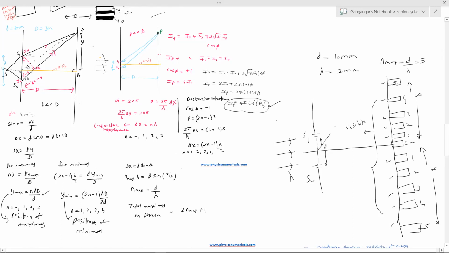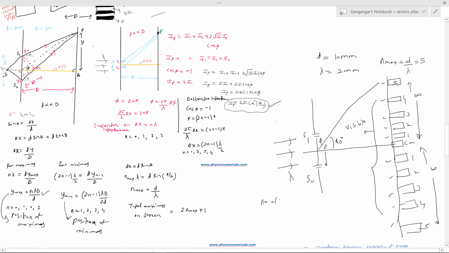And what about this angle? This angle will be 90 degrees. So which are visible? Only 4, 3, 2, 1 and the central maxima. The number of fringes visible, how many will be? 9. But how many fringes will be formed in total? 11 fringes will be formed.